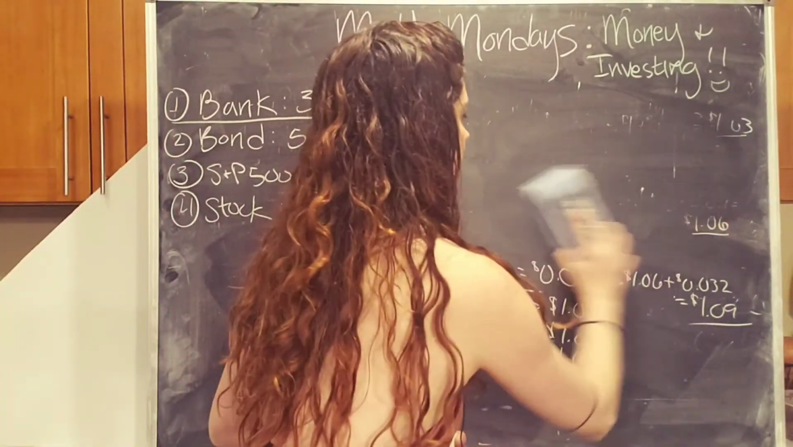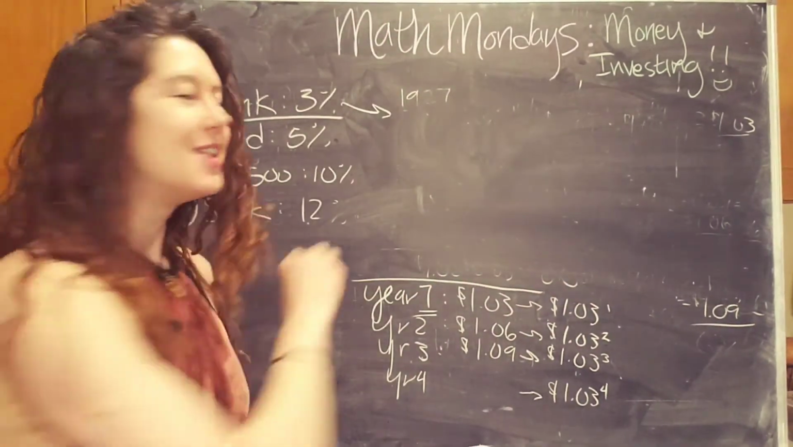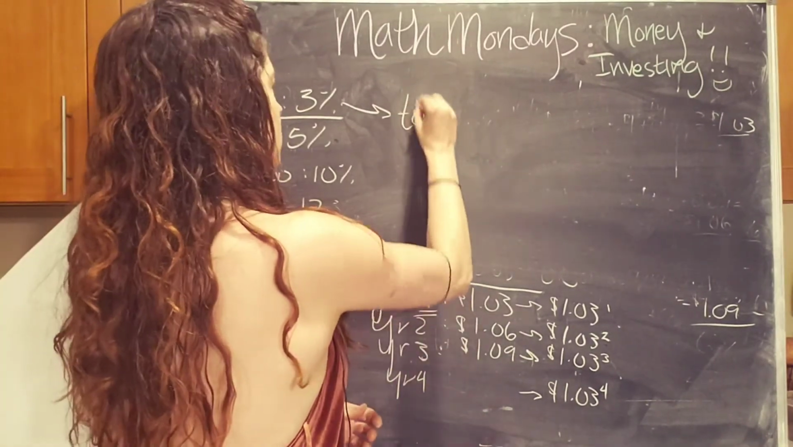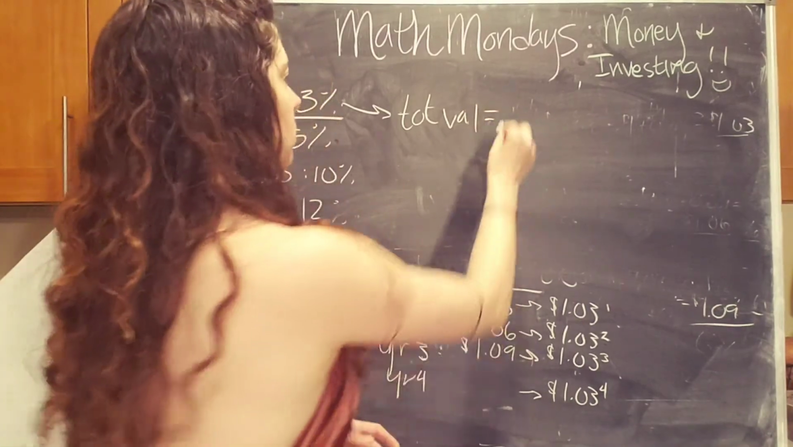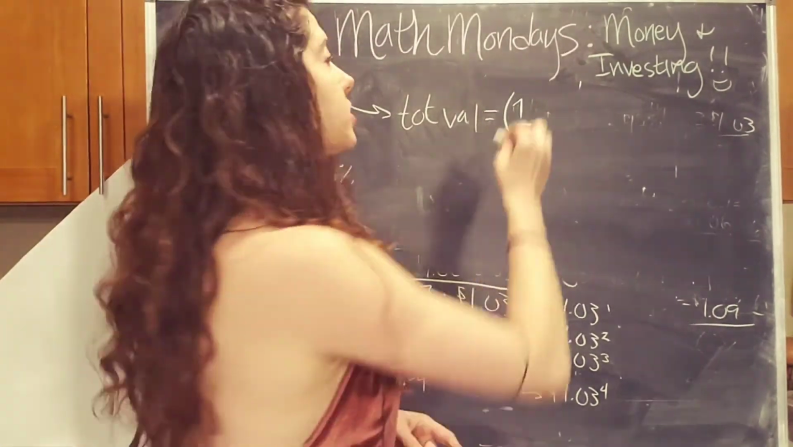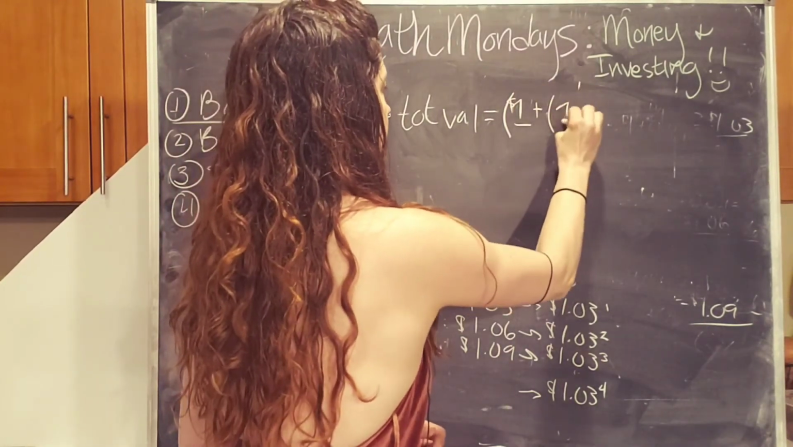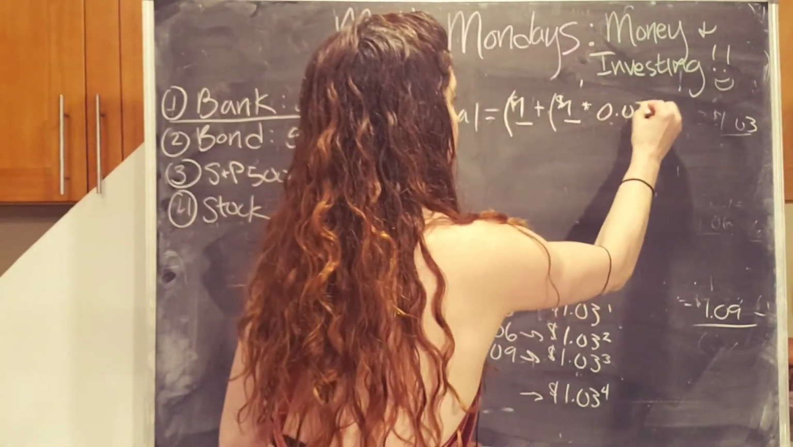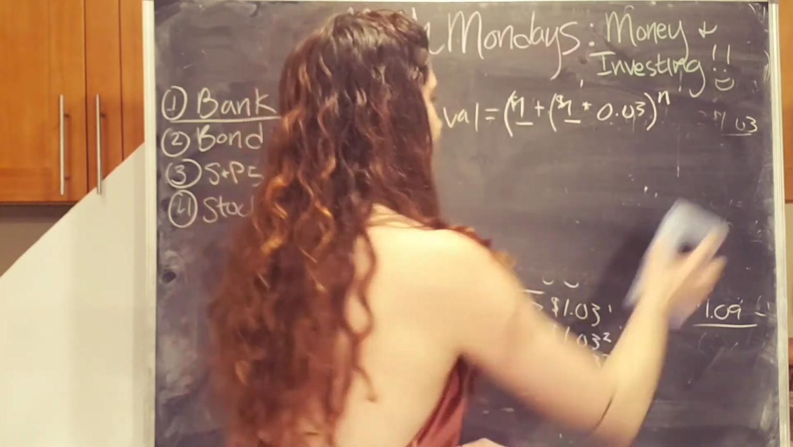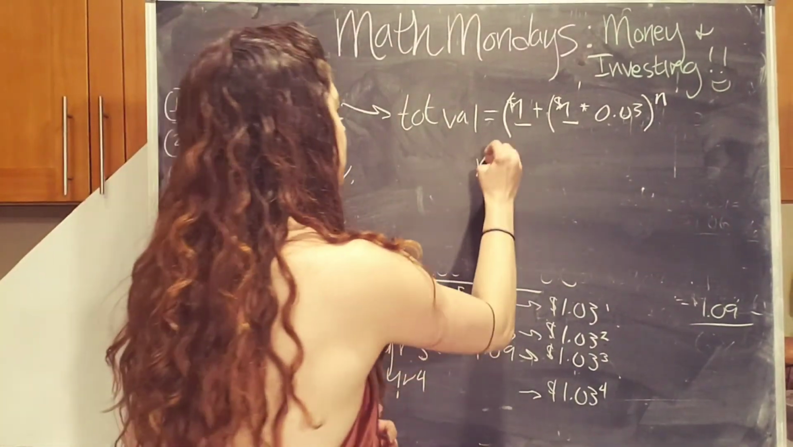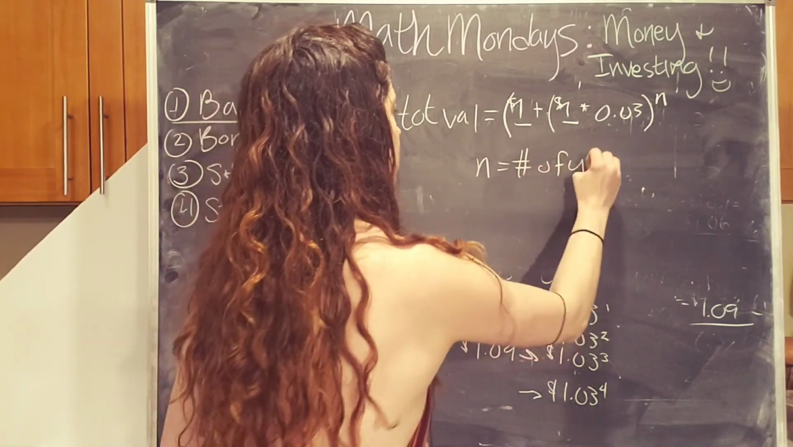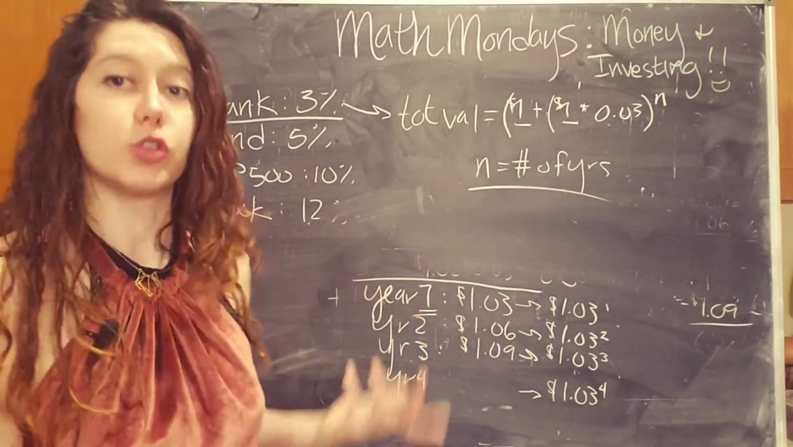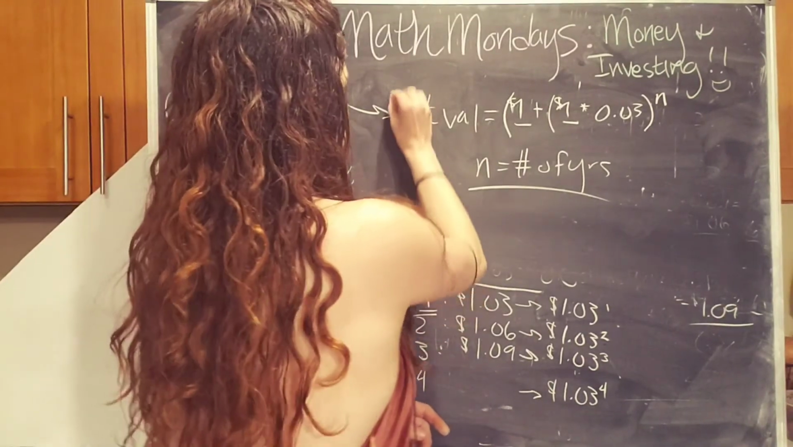So it turns out that the total value, or total val, because I want to be lazy, equals your starting value, which is $1, times (1 plus the average annual rate of increase, 0.03) to the nth power, where n equals the number of years over which you are accruing interest, or over which you are accruing a rate of return. So this equation is the key.